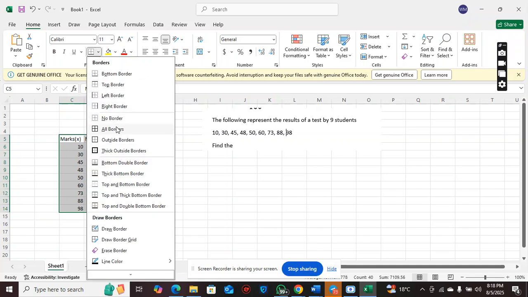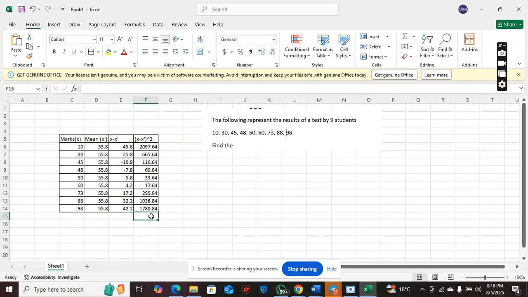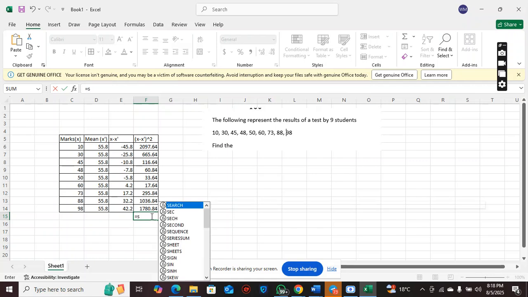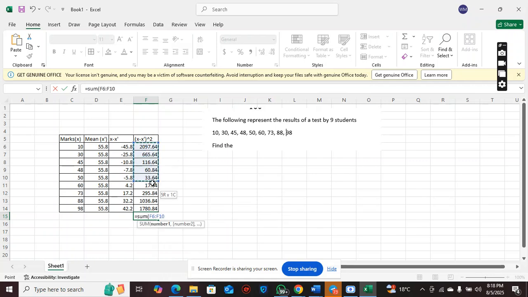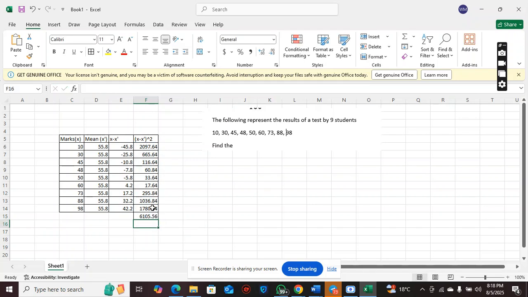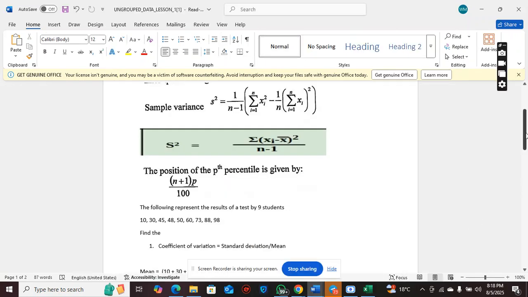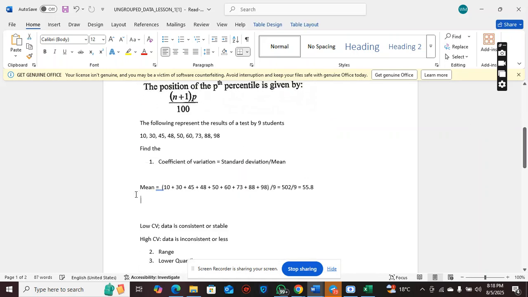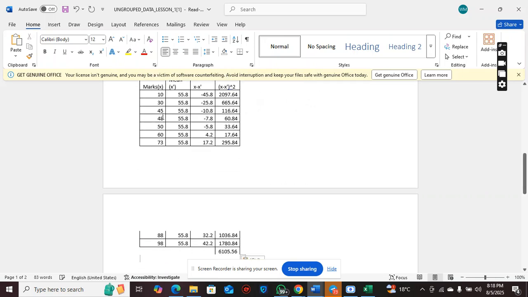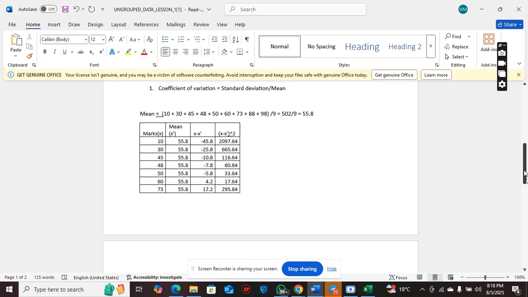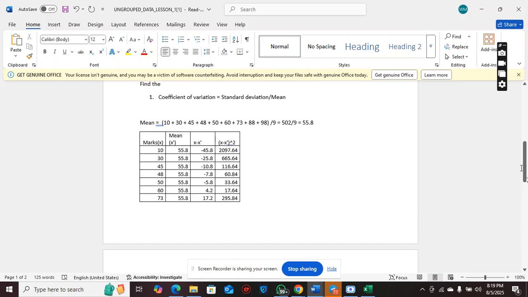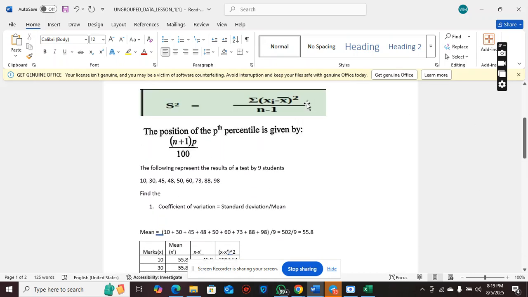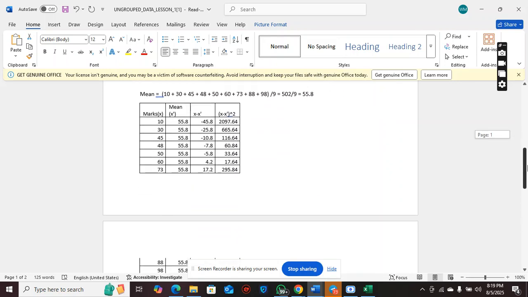If not, then now what we need to do, we need to total up. So we add all these values here. We total them up and we get 6,105.56. All right, yes. So we apply this formula here. We first get our variance, then we get the standard deviation.